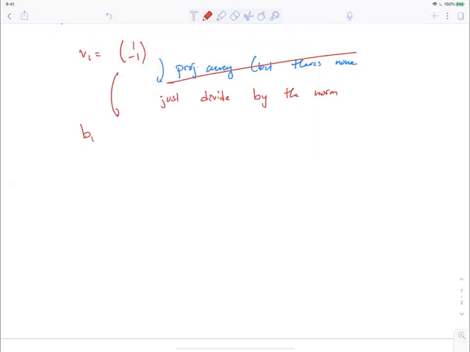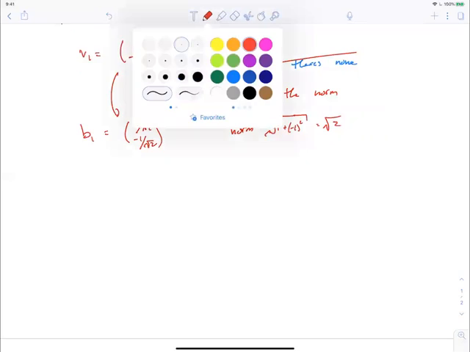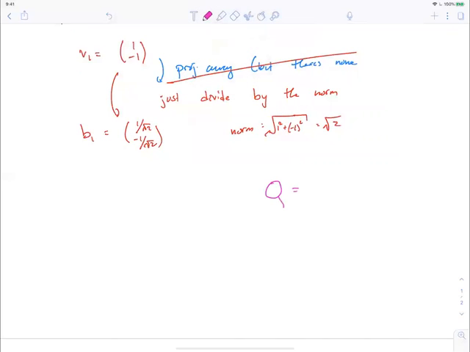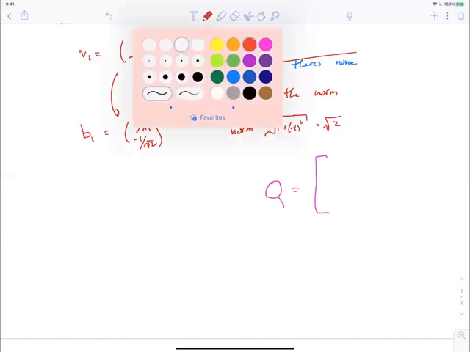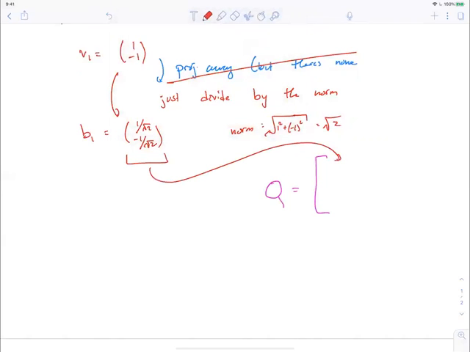And so we get that our first basis vector is just 1 over square root of 2, minus 1 over square root of 2, because the norm in this case is just 1 squared plus minus 1 squared, square rooted, which is square root of 2. So we divide everything by square root of 2. So the first one's easy. And this is going to help us build our Q. So that Q, as it turns out, these vectors are going to create the columns of our Q.